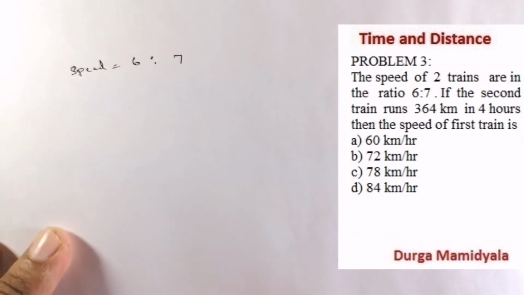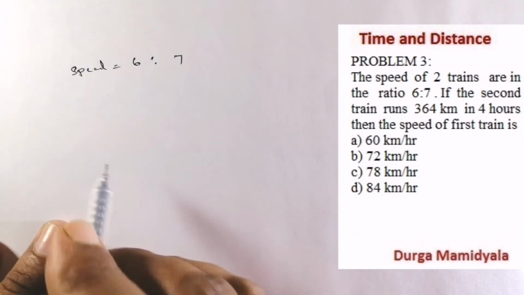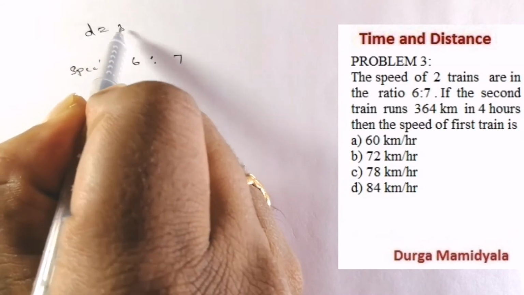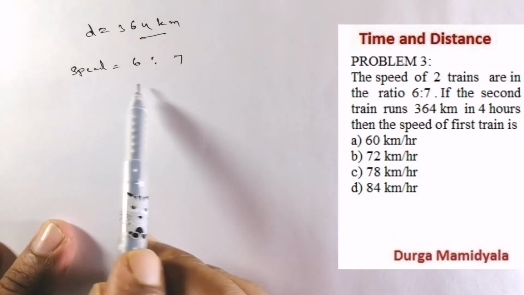6:7. Now if the second train runs 364 kilometers in 4 hours, then the speed of the first train is? So here it is given that it runs what? 364 kilometers. So what is the distance? Distance is 364 kilometers, right?